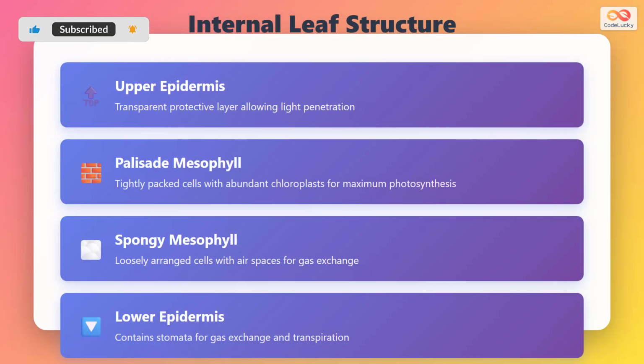The internal structure of a leaf is organized into distinct layers, each with a specific function. At the top is the upper epidermis, a transparent protective layer that allows light to penetrate into the leaf. Below that is the palisade mesophyll, which contains tightly packed cells with abundant chloroplasts for maximum photosynthesis. Next is the spongy mesophyll, which has loosely arranged cells with air spaces that facilitate gas exchange. Finally, at the bottom is the lower epidermis, which contains stomata for gas exchange and transpiration.